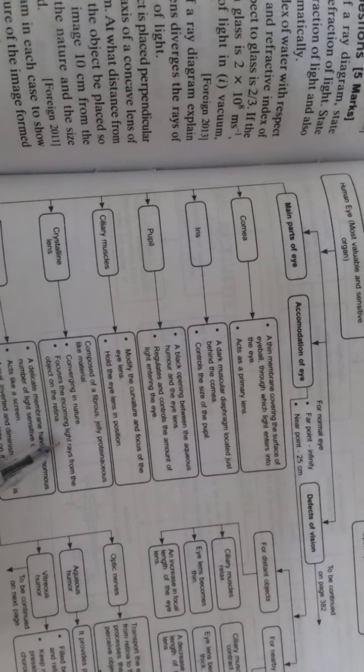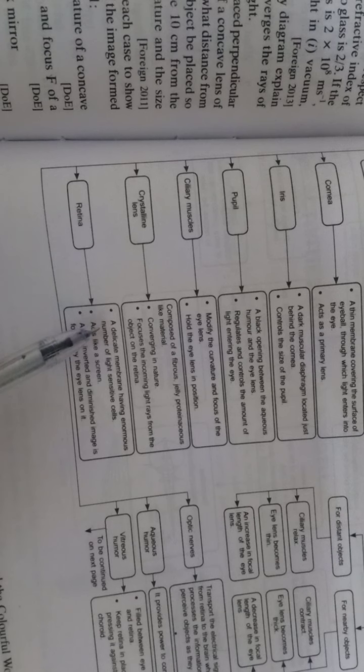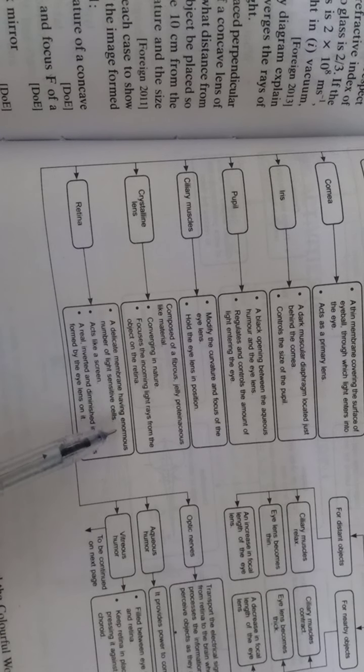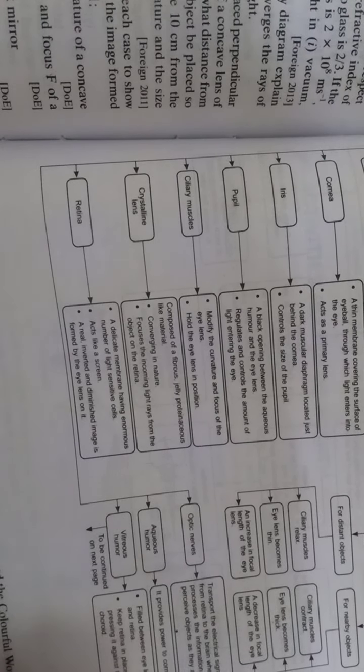the incoming light rays from the object on the retina, and the retina, a delicate membrane having a numerous number of light sensitive cells, that is rod and cone cells, acts like a screen. A real, inverted and diminished image is formed by the eye lens on it.